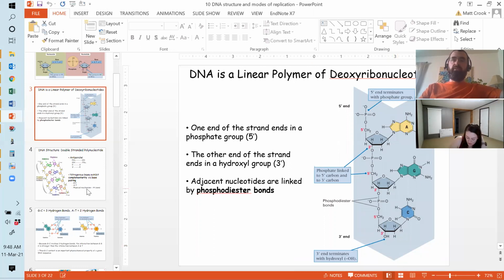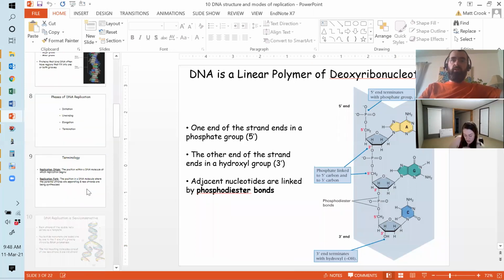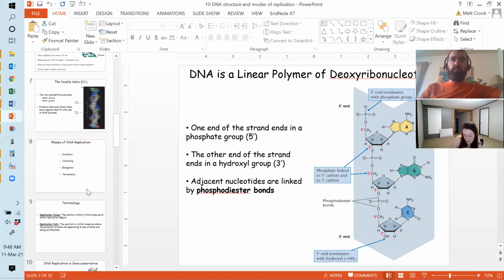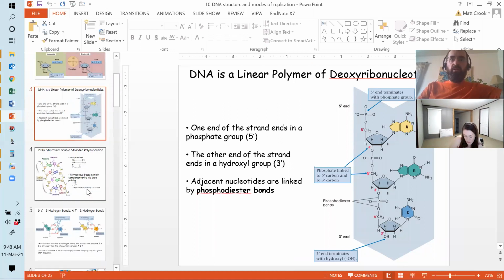And this is used to form, where'd that picture go? Oh, it's actually in this picture. Okay, sorry, I wasn't looking in the right place. It allows these phosphodiester bonds to form.